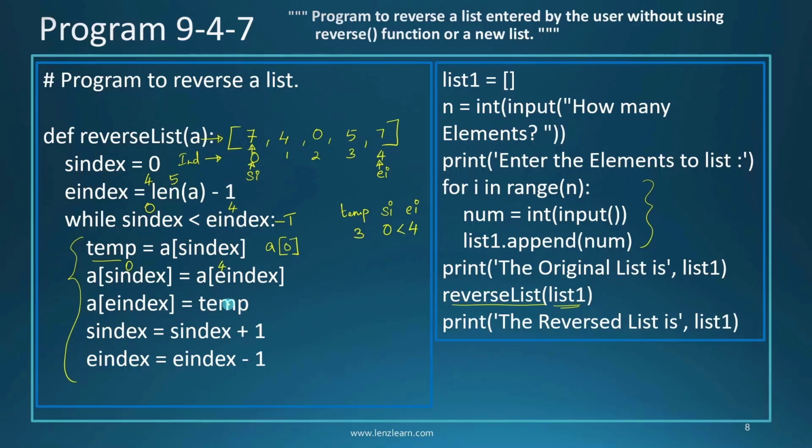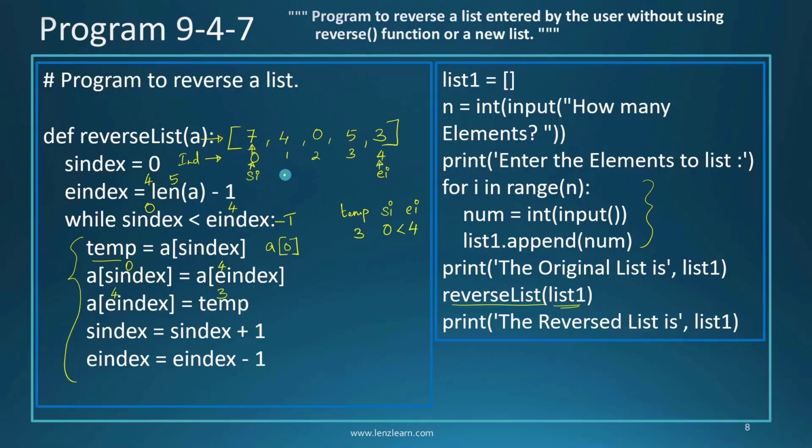Now the value of temp is copied into A of end index. So end index is 4, that is the last element. So I will copy value 3 to A of 4. So this 7 will be replaced by 3. So now you see you have replaced the positions of 7 and 3. The first element became the last element and the last element became the first element. So now you see the first and the last element are processed.